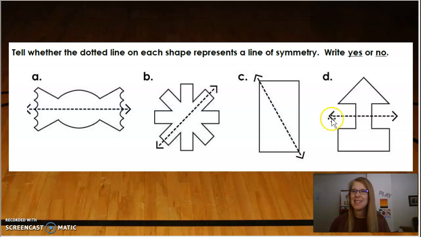What about letter D? What do you think? Is this dotted line a line of symmetry? Would the top folded down match what's on the bottom? No, it wouldn't. On the top we have an arrow. On the bottom we have almost a rectangle. They don't match. So that's not a line of symmetry.